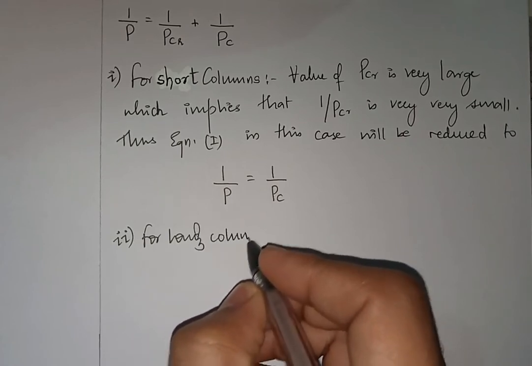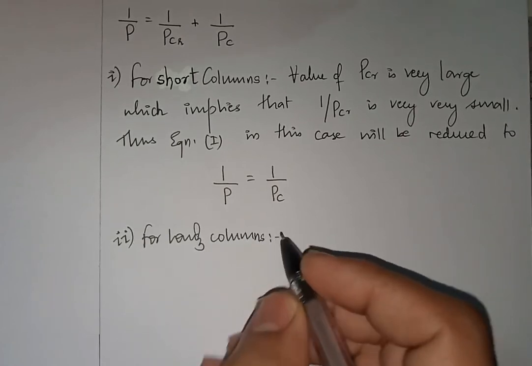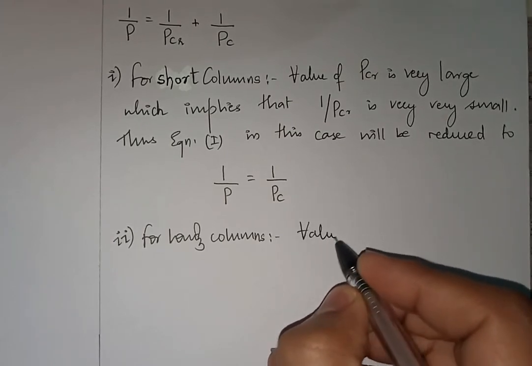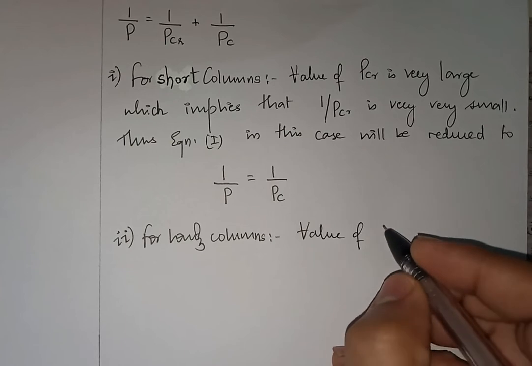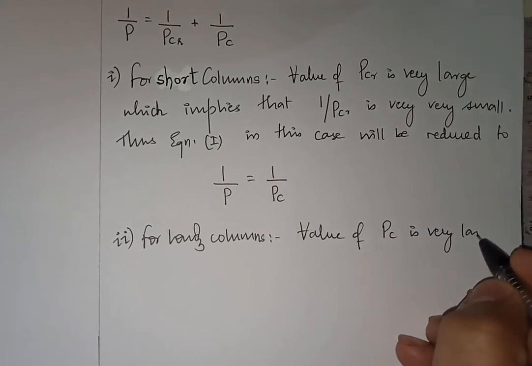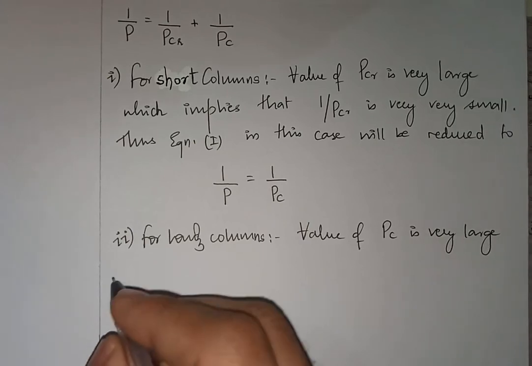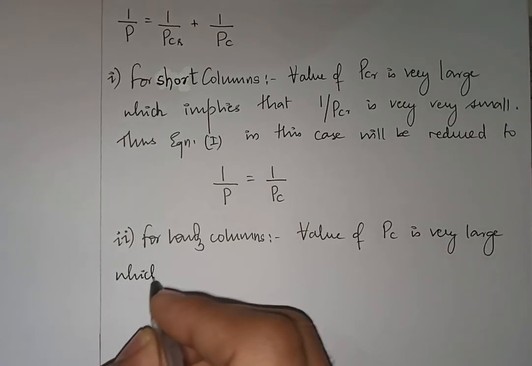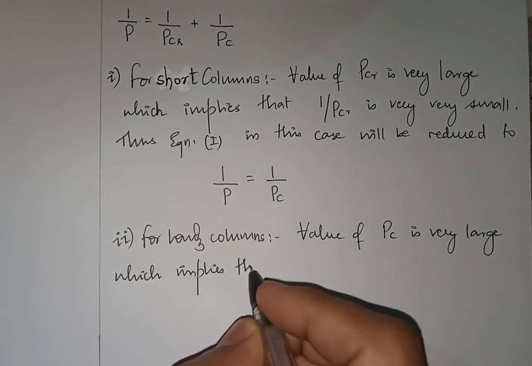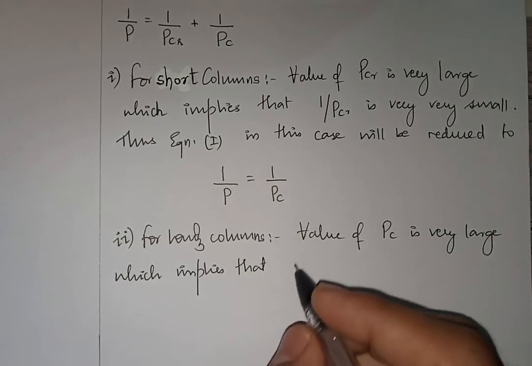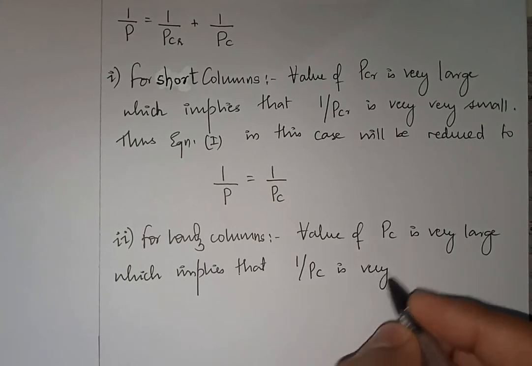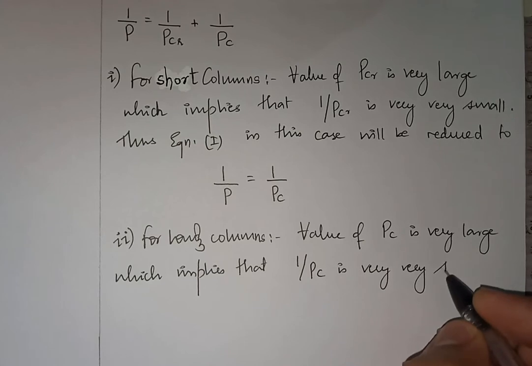So next we'll be going for the second case, that is for long columns. Now here what we observe is the value of PC is very large, which implies that 1 divided by PC is very small.